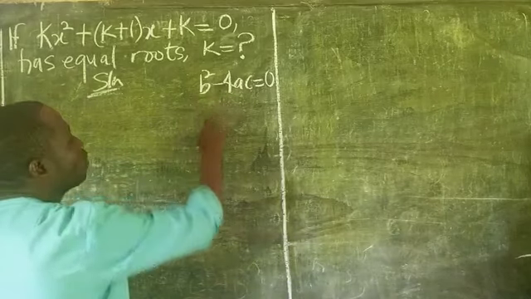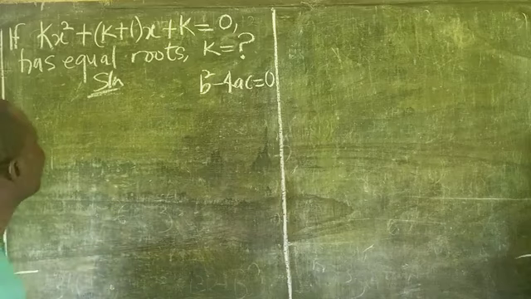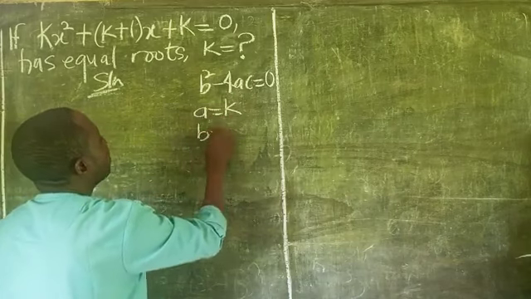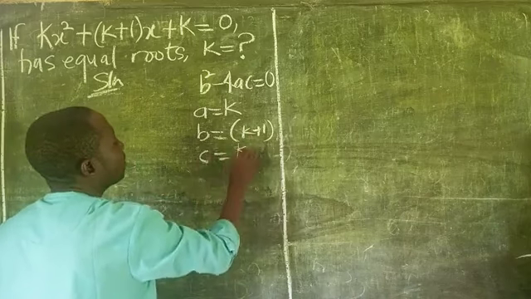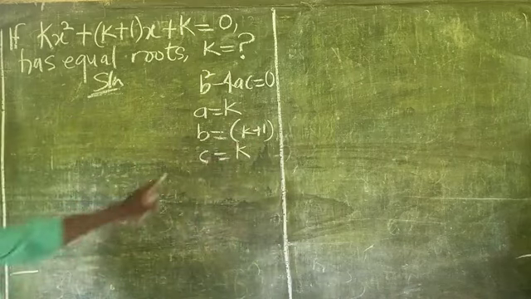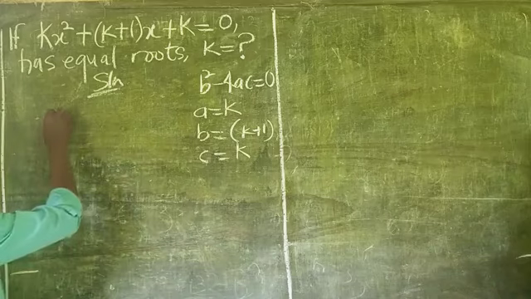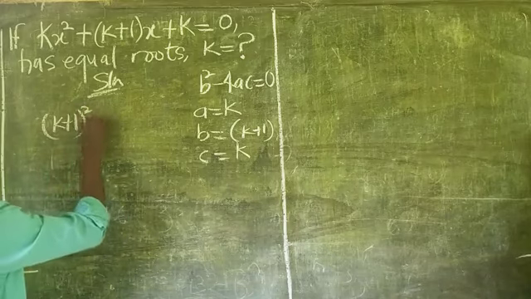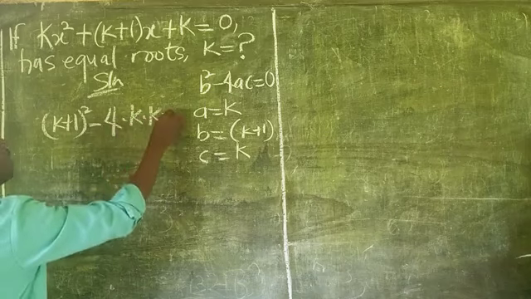So if you know from the formula of the quadratic equation, we can from the equation say a equals k, b equals k plus 1, and c will be k definitely. So we want to put these values into the discriminant and see what becomes of it. So it becomes (k plus 1) squared minus 4 times k times k equals 0.